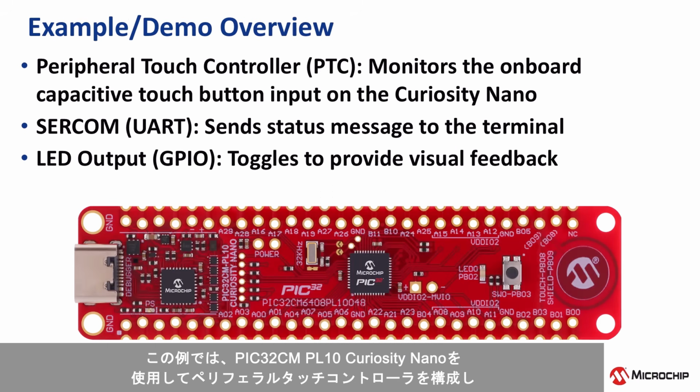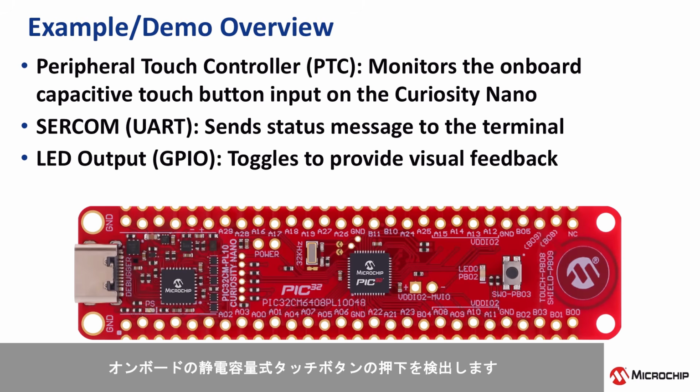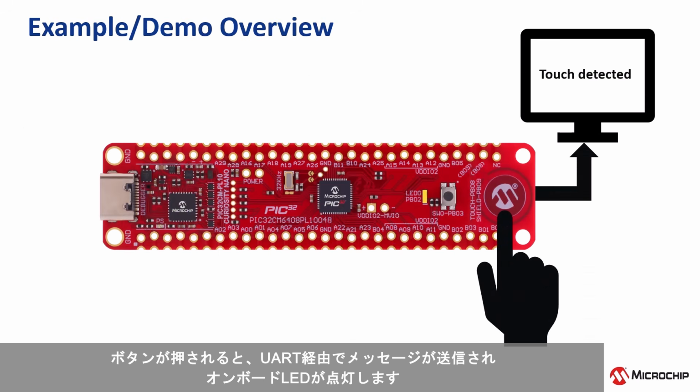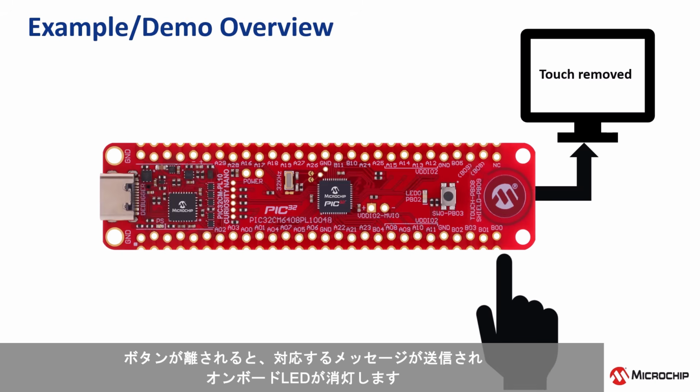For this example, we'll use the PIC32 CMPL10 Curiosity Nano to configure the Peripheral Touch Controller to detect a press on the onboard capacitive touch button. When pressed, a message is sent over UART and the onboard LED turns on. When released, a corresponding message is sent and the onboard LED turns off.